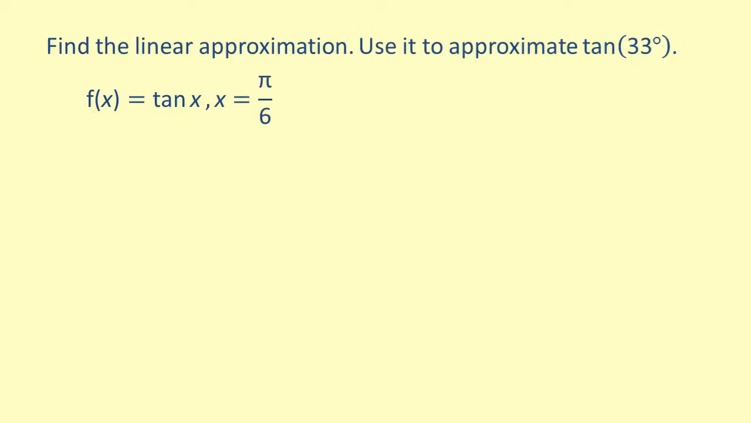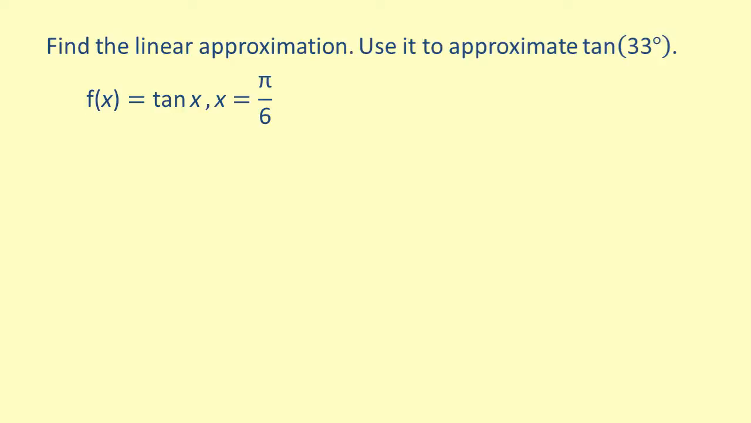In this problem, we want to find the linear approximation for f of x equals tangent x when x is equal to pi over 6. First, we know that pi over 6 radians is equal to 30 degrees, so the linear approximation at pi over 6 is what we will use.